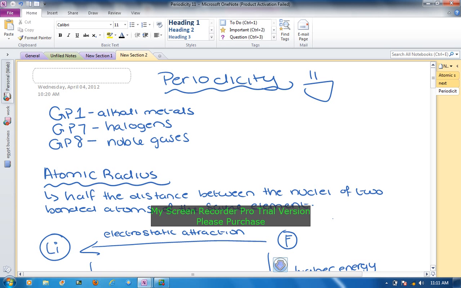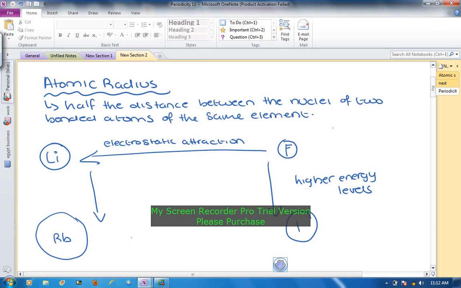The first thing you need to identify yourself with is the periodic table, hence the name periodicity. Group 1 is made up of the alkali metals, Group 7 is made up of the halogens, and Group 8 is made up of noble gases. The next thing you need to know about is atomic radius. Atomic radius is defined as half the distance between the nuclei of two bonded atoms of the same element. In other words, it's the distance between the nucleus and the valence electron.